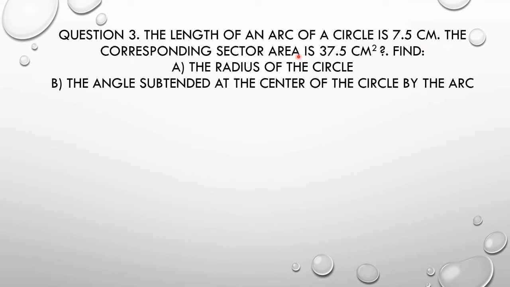The corresponding sector area is 37.5 cm square. Find the radius of the circle and the angle subtended at the center of the circle by the arc. This is a bit tricky question, you may think, but if you understand the question step by step, it becomes very easy. So the corresponding sector area means the same sector area. Okay, so let's look at it.